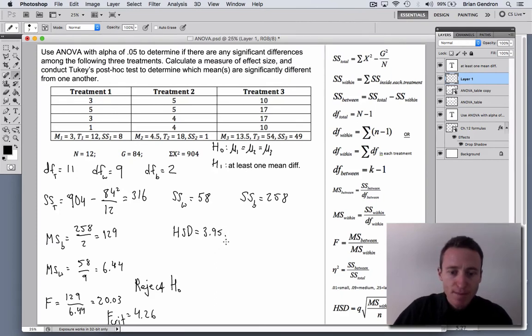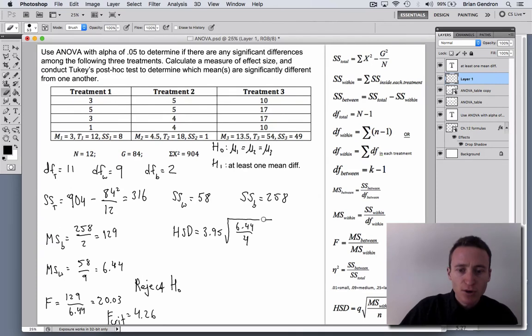We multiply that by the square root of MS within divided by N. MS within was 6.44. And lowercase n is 4. Now, before we calculate this, just a couple notes about this.